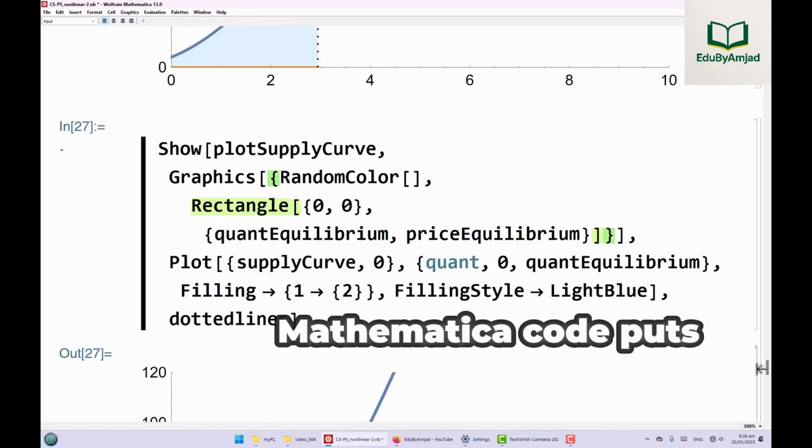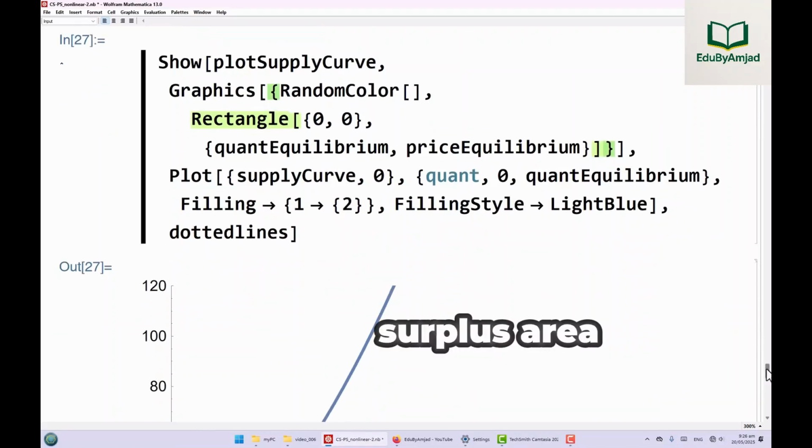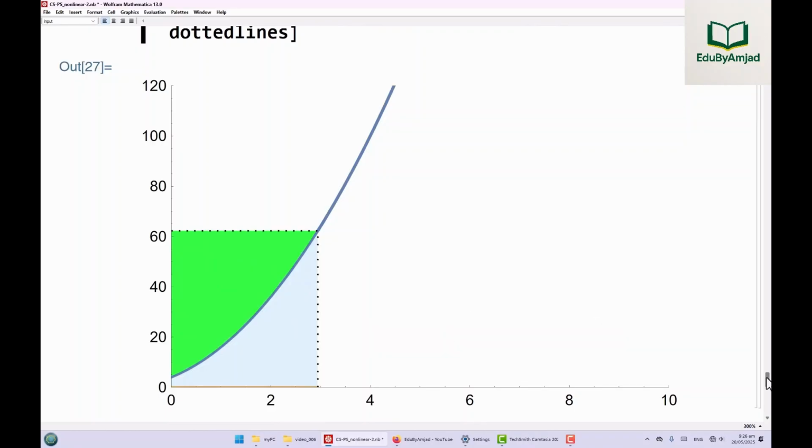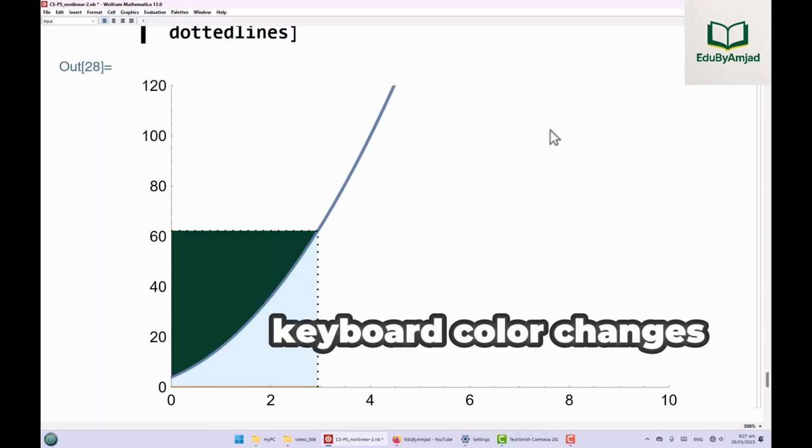This piece of Mathematica code puts shade in the producer surplus area. It has a random color function. Every time you hit return on the keyboard, the color changes.